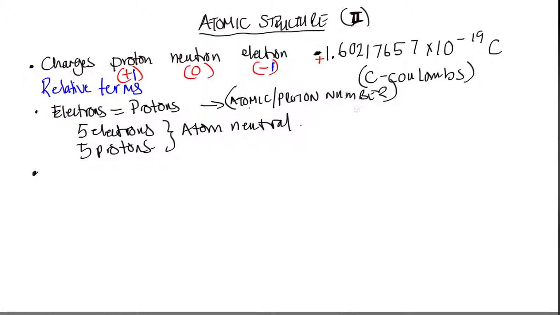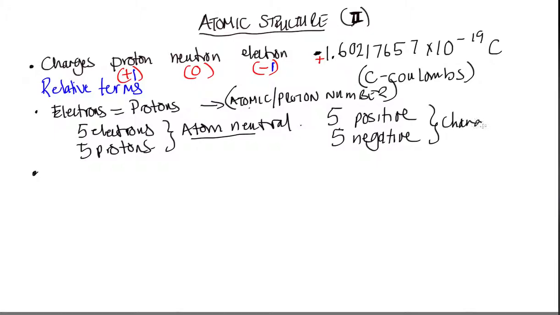Not the neutrons, but just the atom in general. So the overall charge on the atom is neutral because it's got 5 positive charges and 5 negative charges. Let's put charges like that to avoid repeating. So there we've got 2 ideas already down.